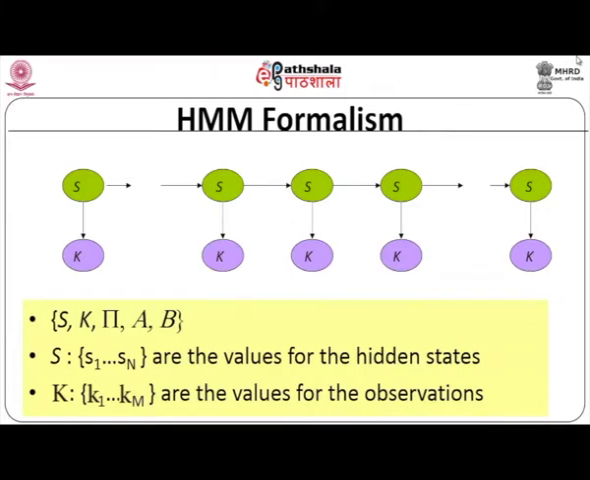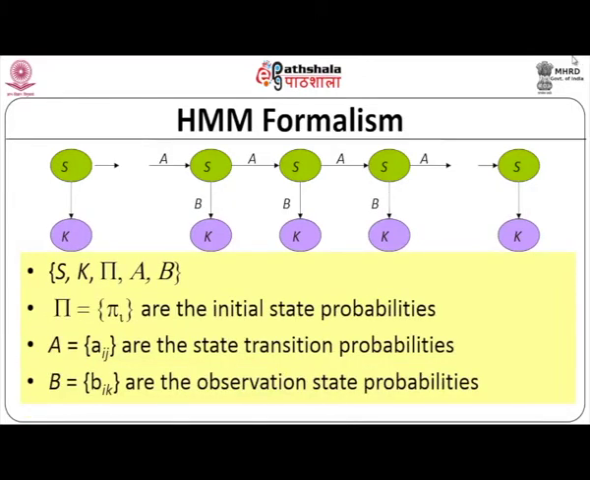recap, this is the HMM formalism. You have a set of states and a set of observations. The observations are the output, and the set of states are hidden states. In this diagram, S is a set of states, K is a set of observations, and then you have pi, A, B. Pi is the initial state probability, A is the state transition probability and B is the observation state probability, or emission probability; both terms are used.